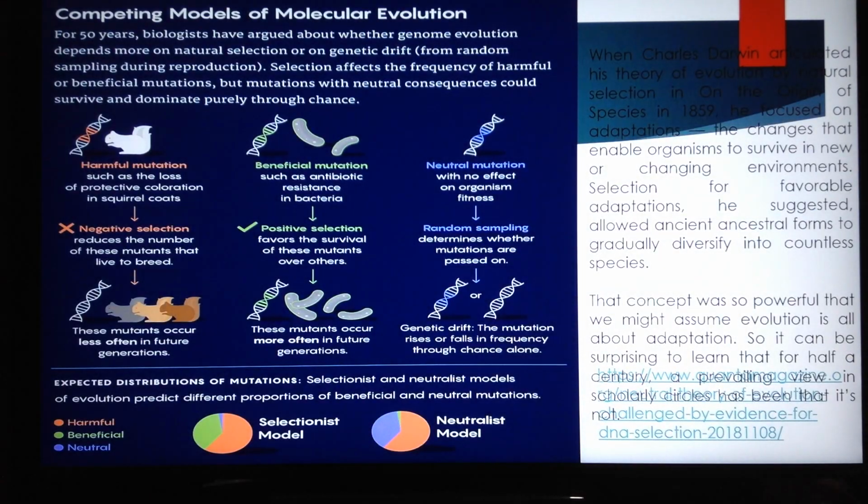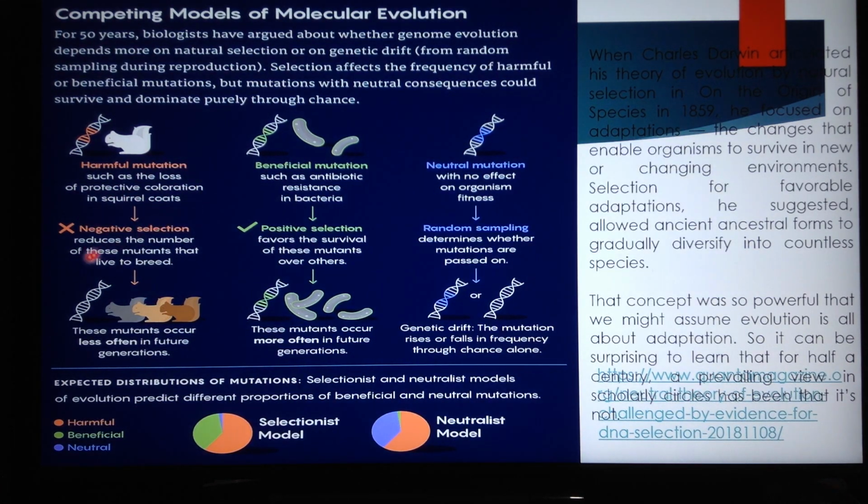Here there are competing models of molecular evolution. As we can see here, this is a harmful mutation, such as loss of protective coloration in a squirrel coat. Because it is a harmful mutation, it will be negatively selected. Because it is negatively selected, it will reduce the number of these mutants that will live to breed. Because the number will be reduced, with time this population will gradually decline.